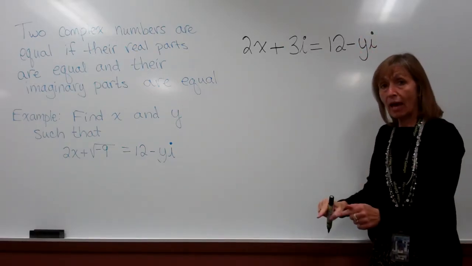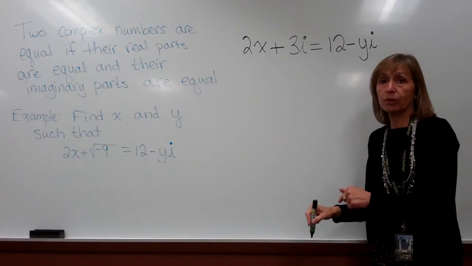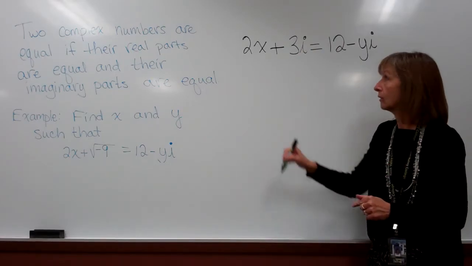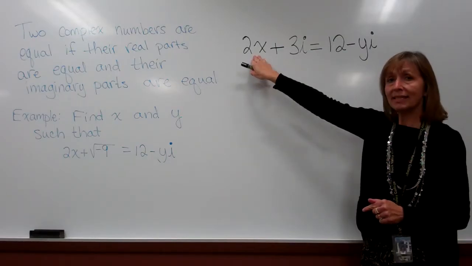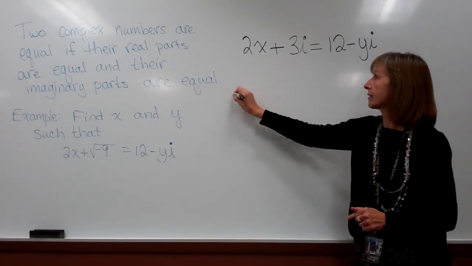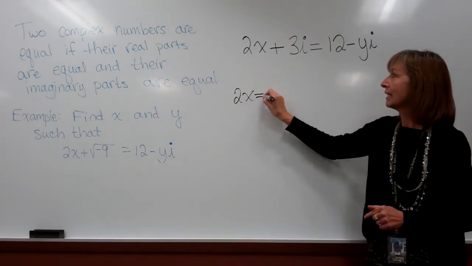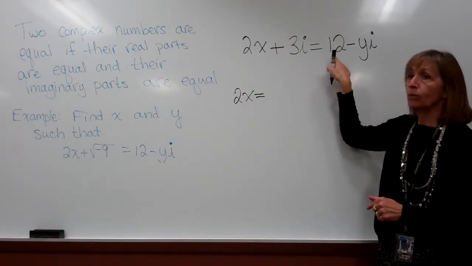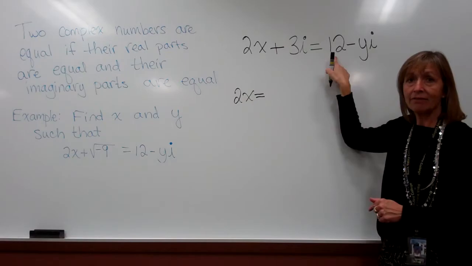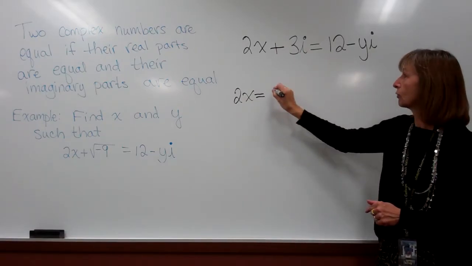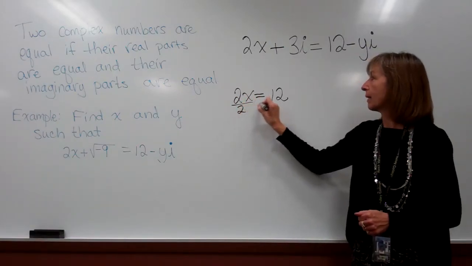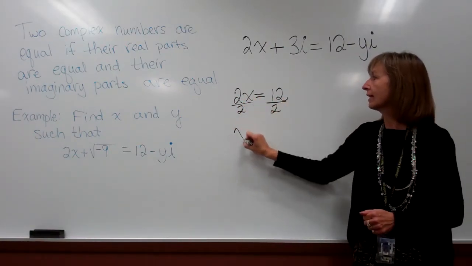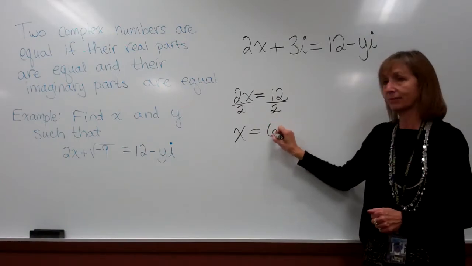Now the terms without the factors of i are the real parts, and it says they have to be equal. So on the left-hand side of the equal sign, the term that doesn't have a factor of i is the 2x, and that has to be equal to, on the right-hand side, the term that does not have the factor of i, which is the 12. So 2x has to equal 12, and we can solve that by dividing both sides by 2, and that gives us x is equal to 6.